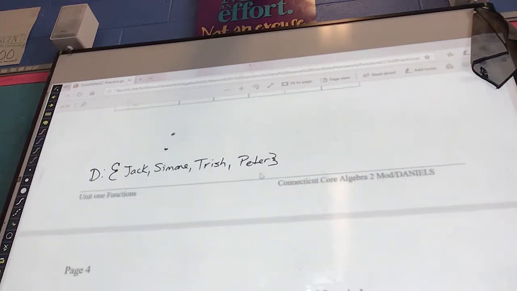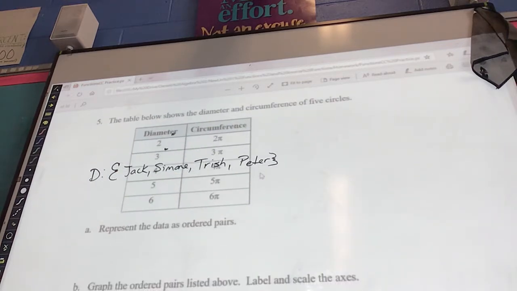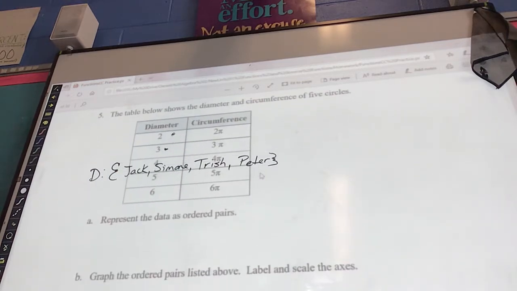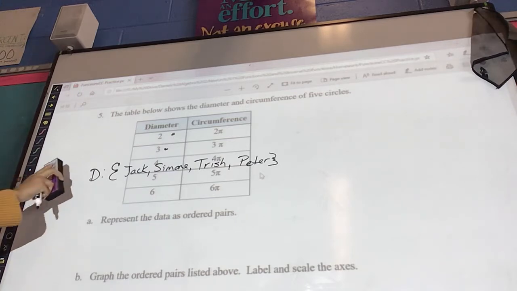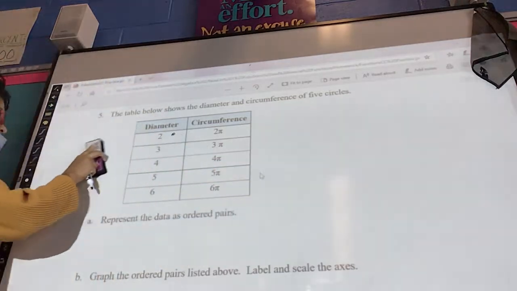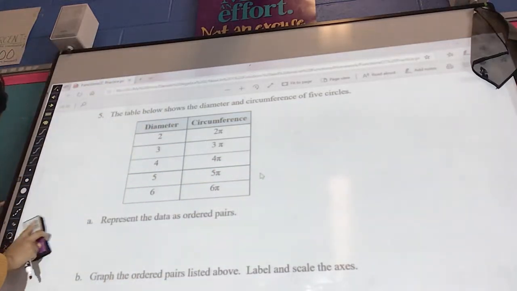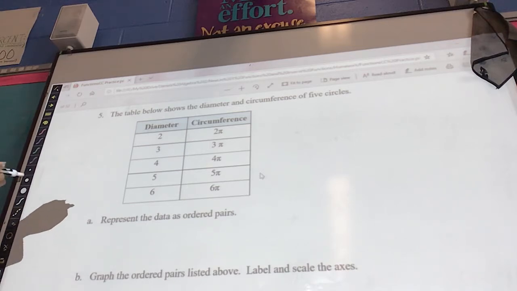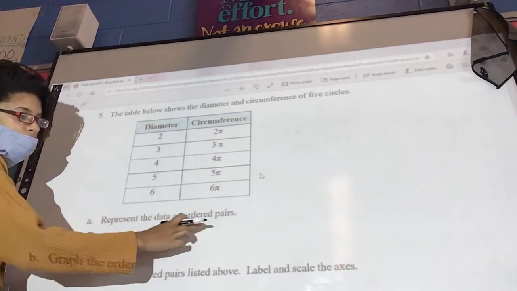Moving along. All right, so this is the next page in your packet. We didn't do this page, right? Okay, so this is the next page in your packet. We're gonna do it together, but it's more practice for the project that I posted, okay? So, the table below shows the diameter and circumference of 5 circles. It says, represent the data in ordered pairs.